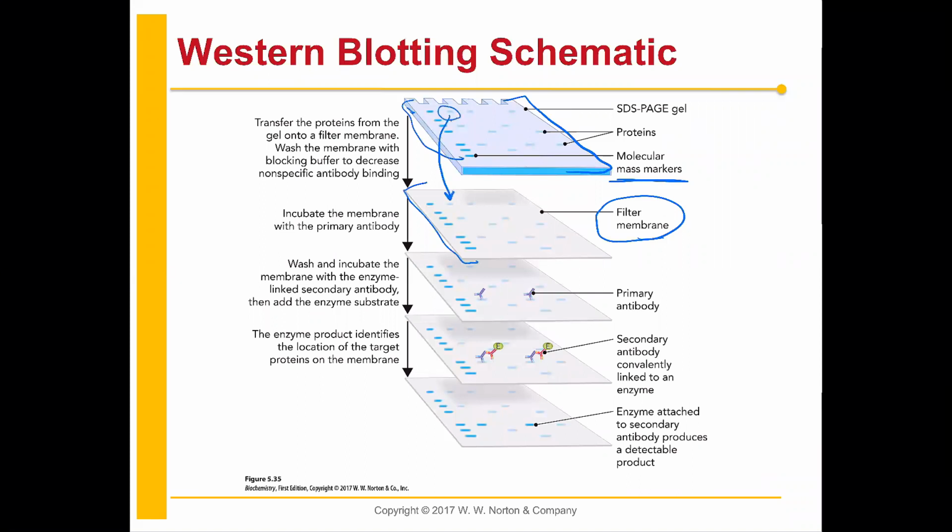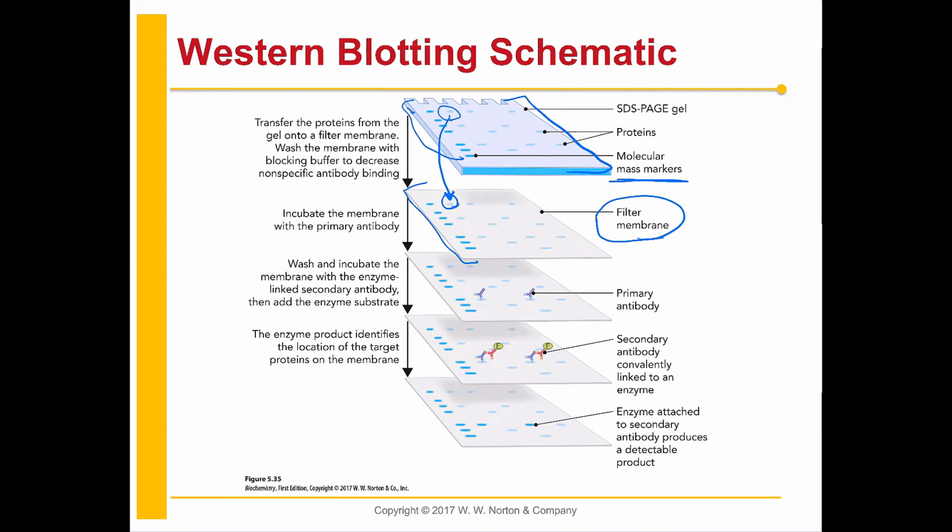But look at this, they stay in their locations, right? So the proteins retain their original positions on the membrane relative to the original gel. So they haven't moved, they just transferred from the gel to the membrane.